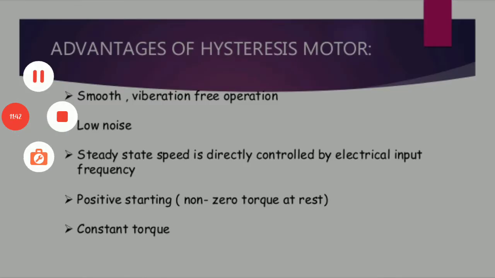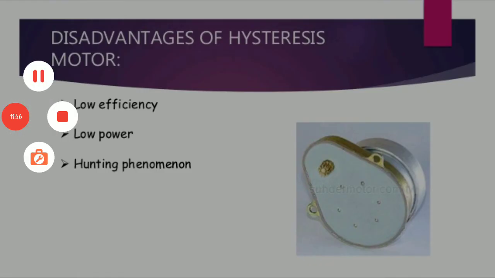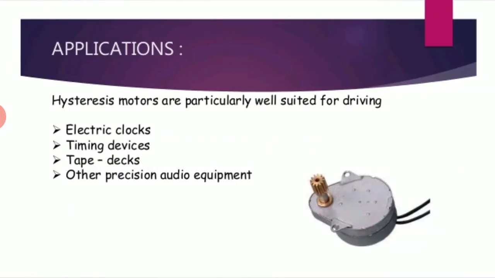Let's see what the disadvantages are. This kind of hysteresis motor has low efficiency and low power, and it also has the hunting phenomenon. Power is also less because it works on the loss principle, so it has low efficiency and low power due to eddy current and hysteresis loss.